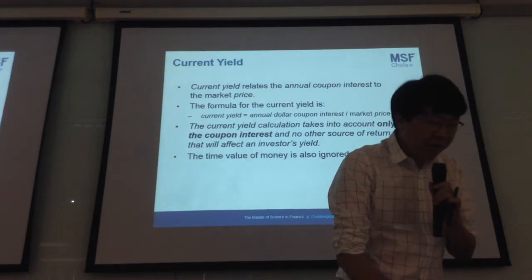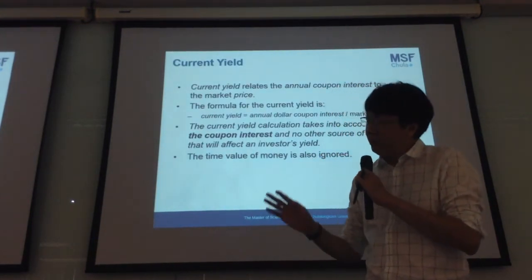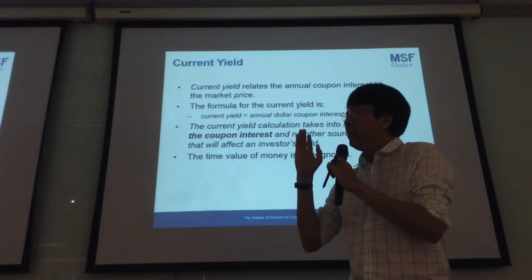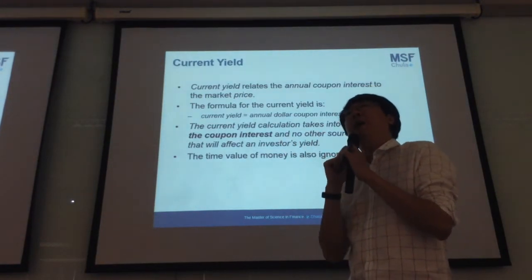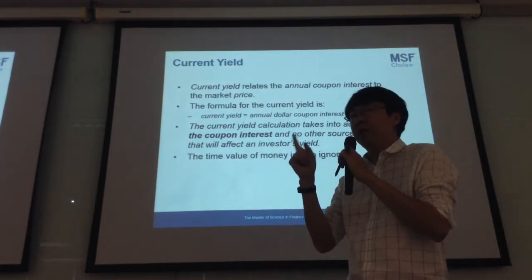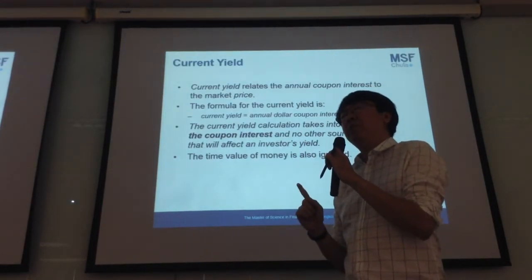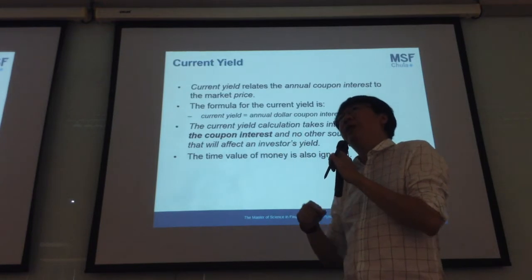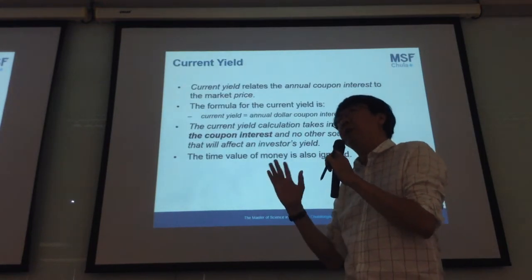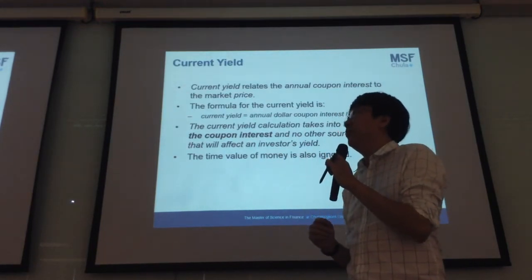And as I mentioned last week, if the bond price is equal to par, then the current yield is going to be equal to the yield to maturity. However, if the bond price trades higher or lower than par, then the current yield and the yield to maturity may not be the same.